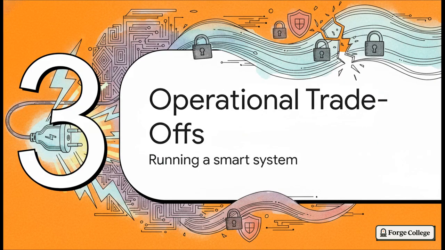But look, let's be real. A smart home needs electricity, it needs software updates, it needs an internet connection. If the Wi-Fi drops, you might find yourself locked out in the cold. And that brings us to Section 3, operational and security trade-offs, the cost of running a smart system.